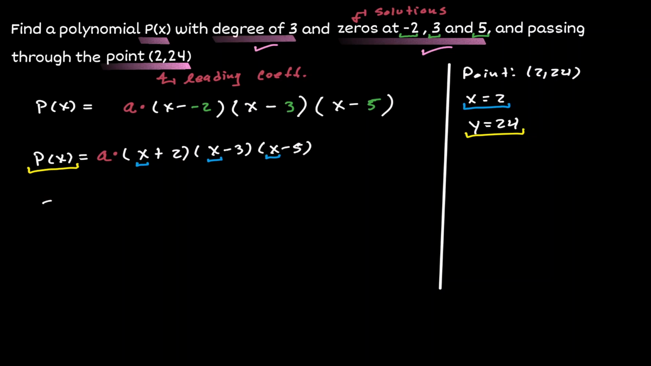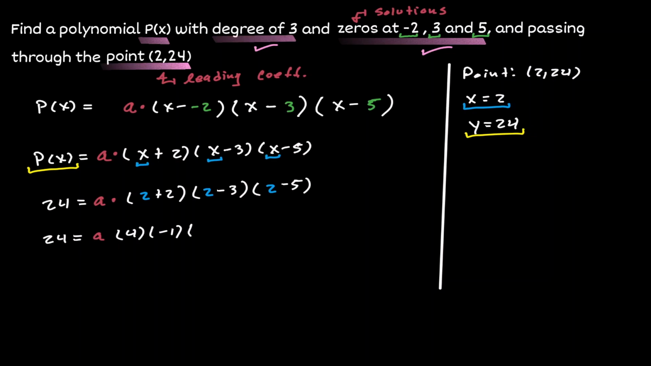So let's do that. On the left-hand side, we got 24. We still do not know what a is, so let me keep it as it is. And now we're going to get 2 plus 2. And now we're going to get 2 minus 3. And now we're going to get 2 minus 5. Let's simplify what we have here. 2 plus 2 is 4. And then we're going to multiply by 2 minus 3, which is -1. And then we're going to multiply by 2 minus 5, which is -3. On the right-hand side, we can definitely multiply that. And that is going to give us +12.